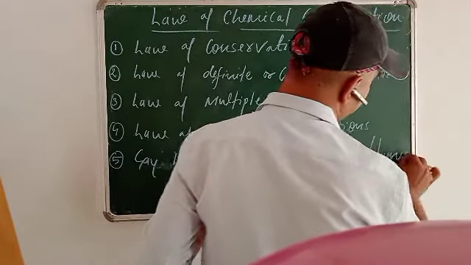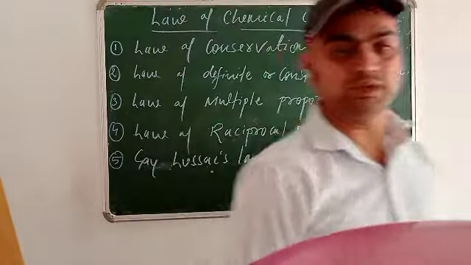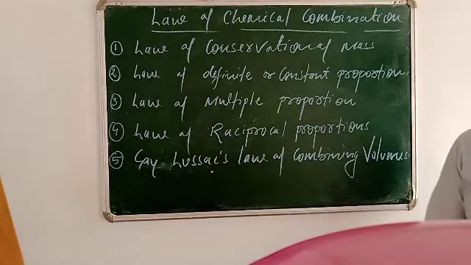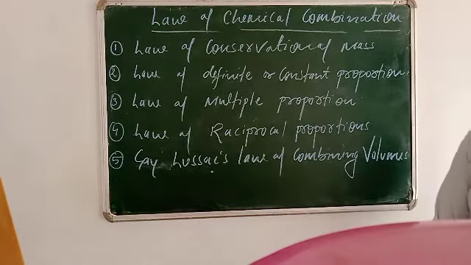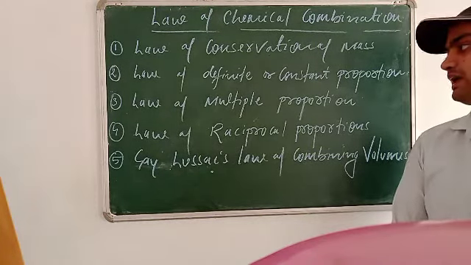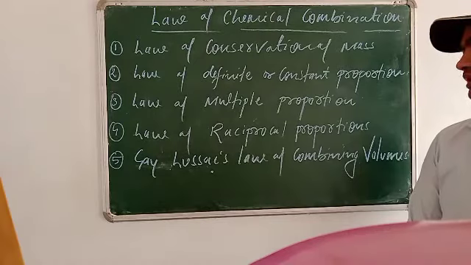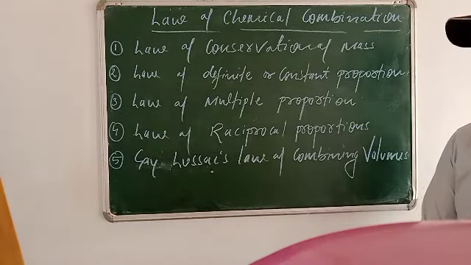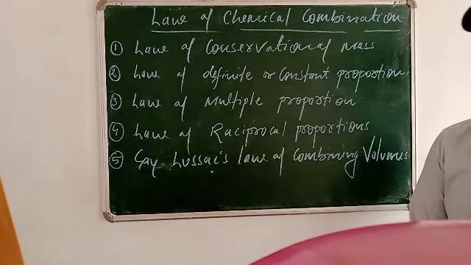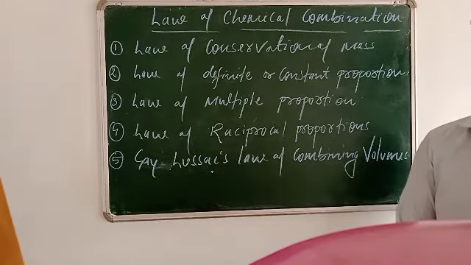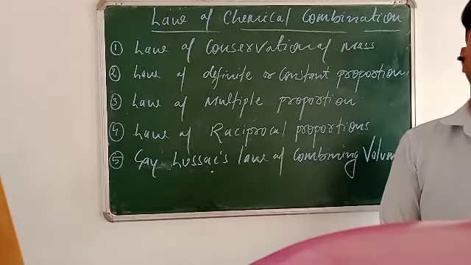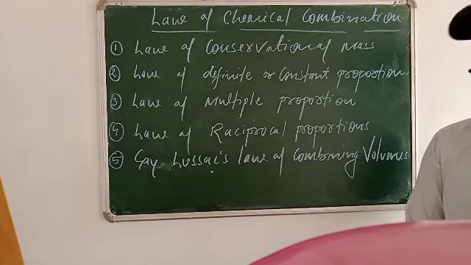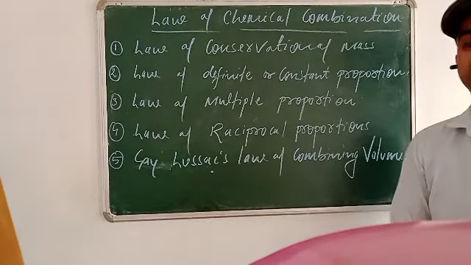So in the laws of chemical combination we have to discuss these 5 laws one by one. The first one is the law of conservation of mass, then the law of definite proportion or constant proportion, then the law of multiple proportion. The fourth one is the law of reciprocal proportion, and the Gay-Lussac law of combining volumes. Clear? So out of these 5, the 4th one is directly concerned with the mass relationship, and the last one, that is the 5th law, is related to volume.